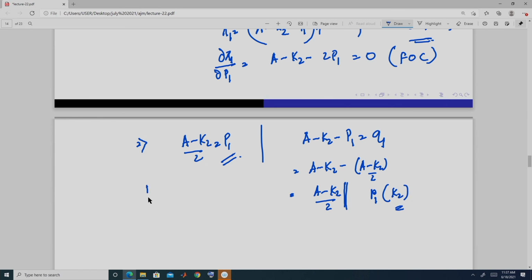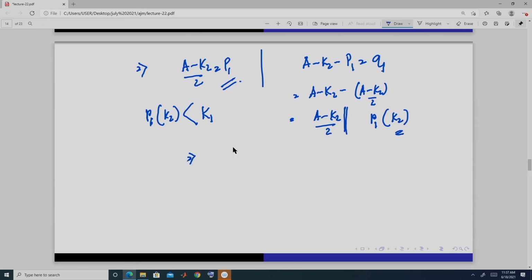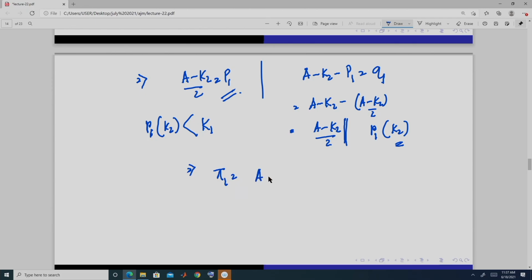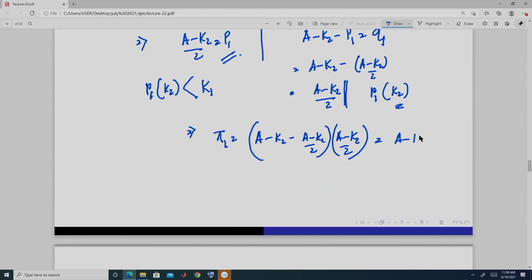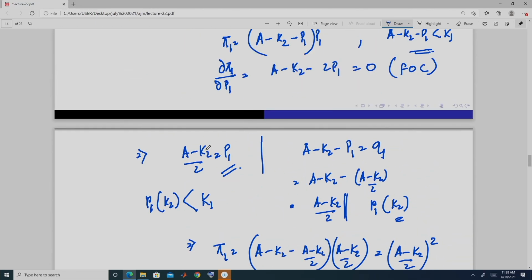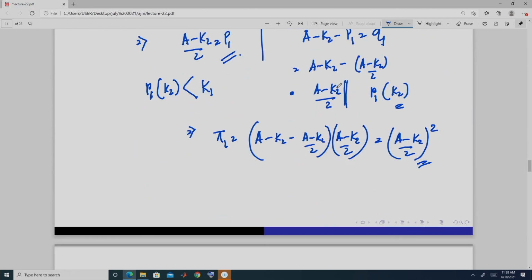Since this is the reaction function and we are given K1 is greater than this, farm 1 can supply this amount. So here the profit of farm 1 is this if we plug it in. When farm 2 is producing K2, the best response for farm 1 is to produce this much. This is actually the Cournot outcome, based on the Cournot reaction function.